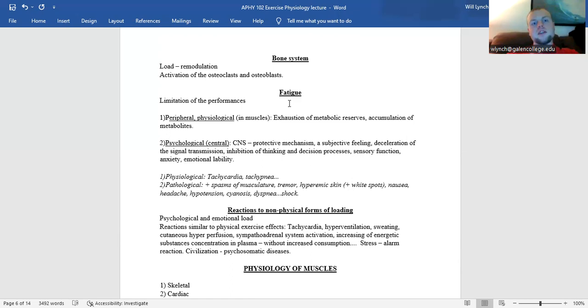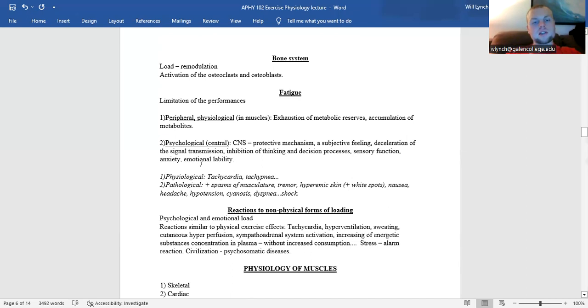For fatigue, fatigue is going to be a large limiter of performance. Of course, over time, your body's mechanisms are going to degrade as far as their ability to perform. So limitations as far as peripheral go are going to be musculature, the exhaustion of metabolic reserves like glycogen, accumulation of metabolites like lactic acid. These are going to cause less efficiency of muscular contraction.